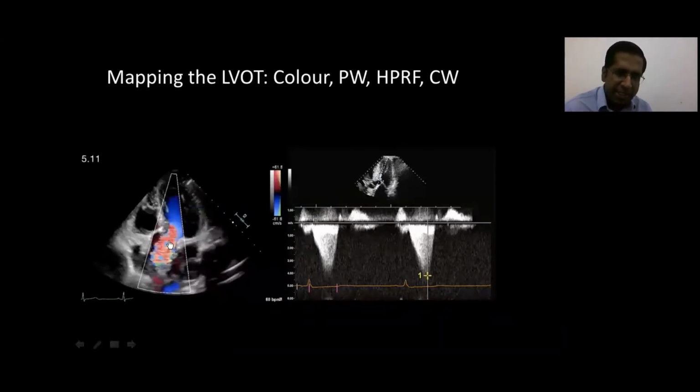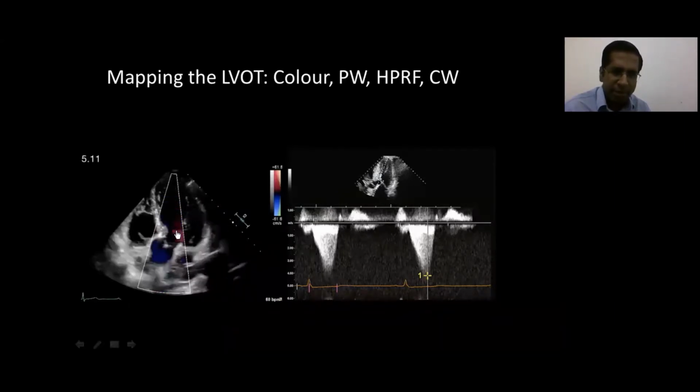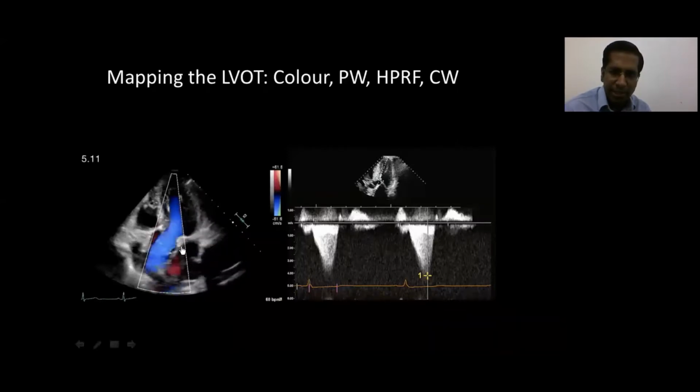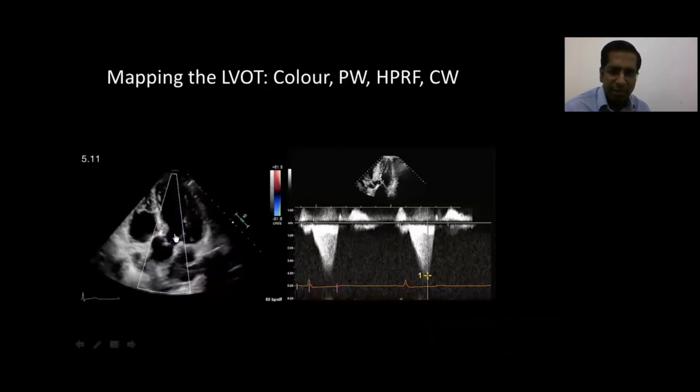Sometimes there have been instances where there has been a subaortic membrane, or there has been HCM, and it has been wrongly attributed to aortic stenosis, and the therapies are entirely different. So that shows the importance of knowing where the gradient is originating.